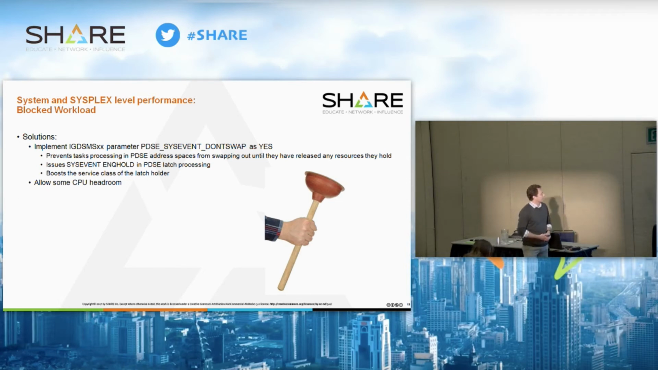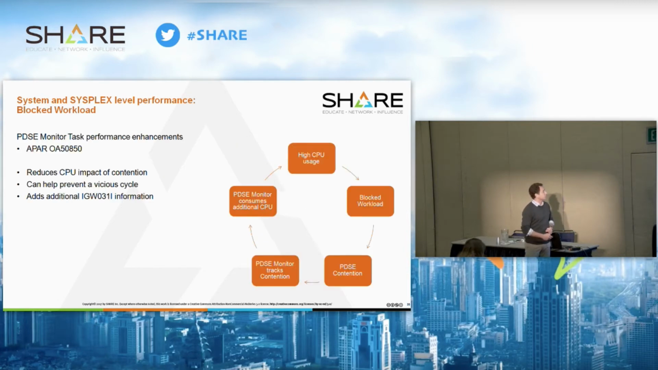That was back at about 112, I believe. It was 112 or 113. The SYSEVENT DONTSWAP has been around for quite a few years now. But again, it's something we want to make sure that everybody has turned on. There's really no downside to turning it on. If you don't have it turned on, please turn it on. It won't hurt anything, and it can only help, especially, again, if you're CPU constrained.